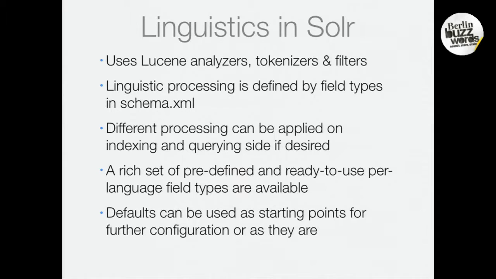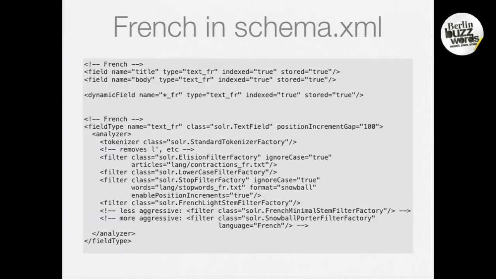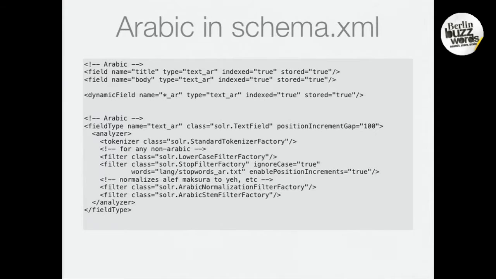So for example, this is the field type for French. This is the field type for Arabic. You can just start using these in field definitions. You can just use the text underscore AR type and you can start working with Arabic content.